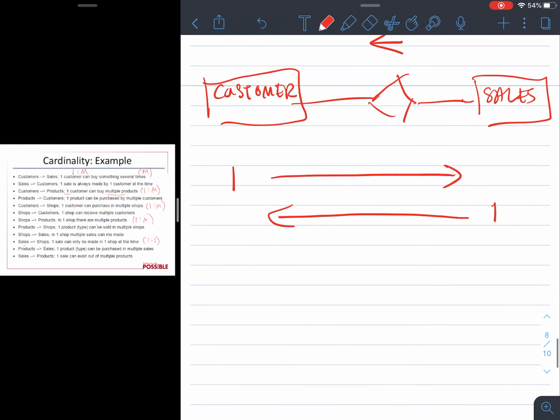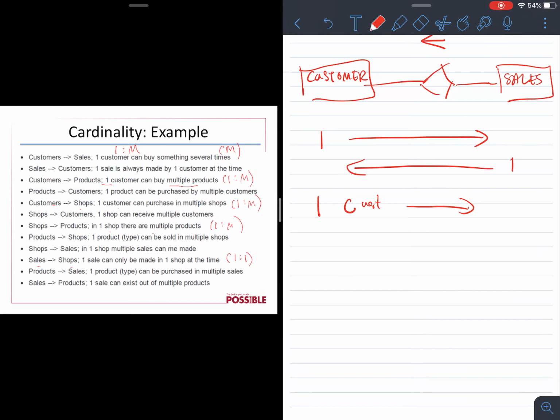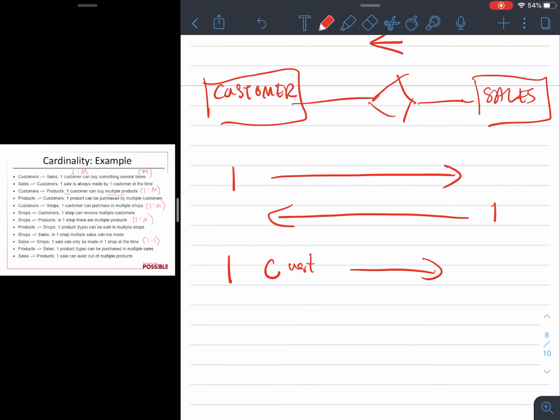Okay, let's look at this one. One customer can make many sales. Correct? But this is the left to right. Now read it from right to left.